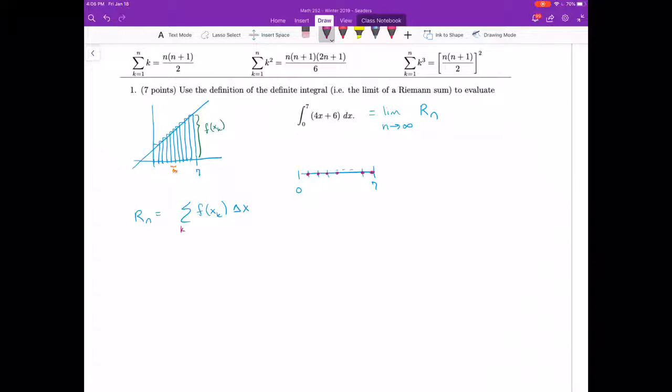So my k is going to go from 1 to n, where I think of my input 0 as x sub 0, my next input is x sub 1, and then x sub 2, x sub 3, and so on. And of course 7 is x sub n.